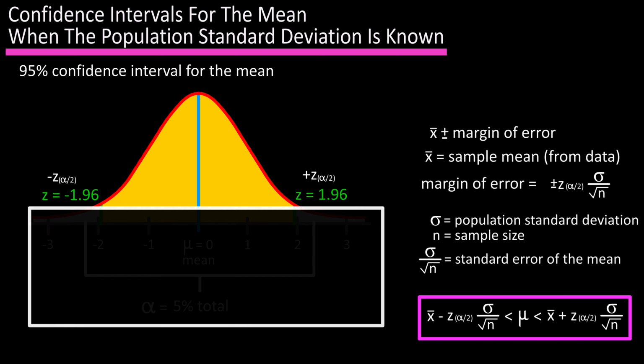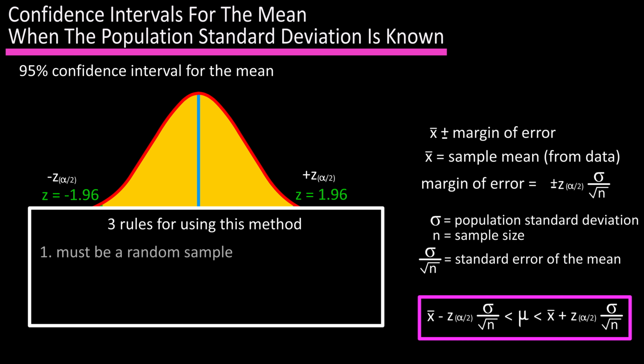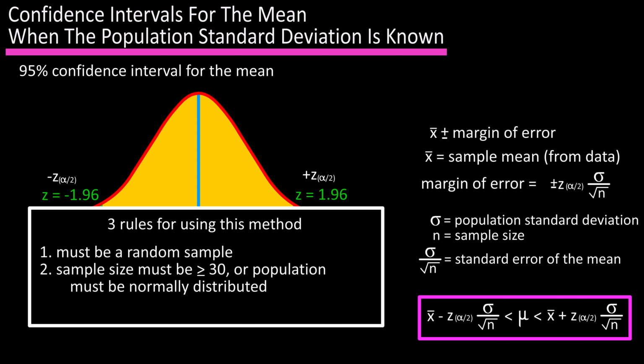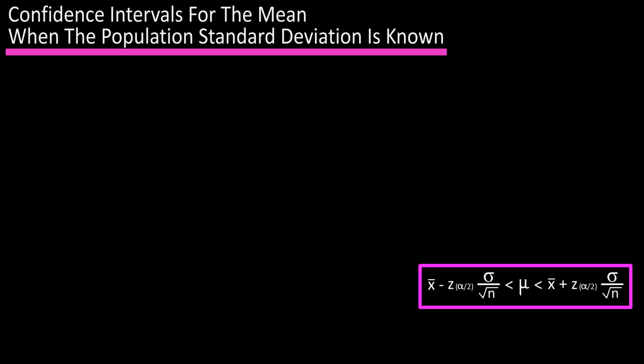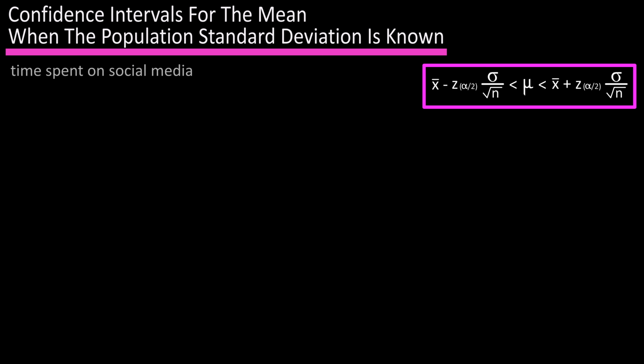And there are three rules for using this method. Number one is that the sample must be a random sample. Number two is that the sample size n must be greater than or equal to 30, or the population must be normally distributed. And number three is that the population standard deviation must be known. So let's go through an example. Using the data from earlier, time spent on social media, which has a mean of 144, the sample size is 35, and we're going to assume the population standard deviation is equal to 61.